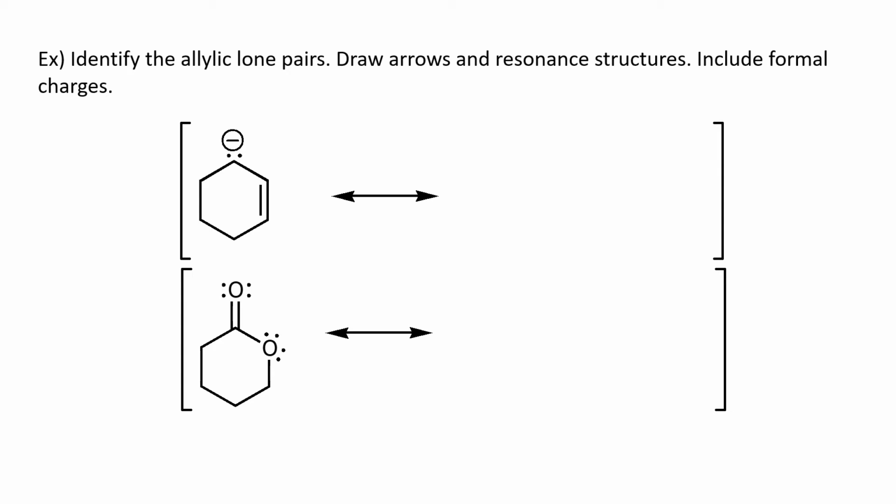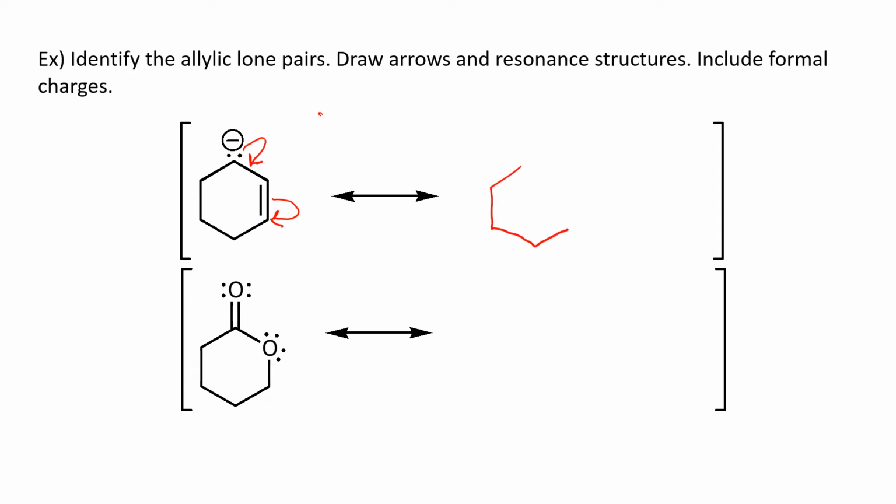All right, hopefully you were able to give this a shot. The first thing is identifying the allylic lone pairs. Let's look at our first molecule. We have a lone pair of electrons that is adjacent to a carbon-carbon double bond. So this is an allylic lone pair. Now we have to draw the resonance arrows. Remember, the tail of the arrow always starts on the lone pair, the atom, and it's going to go from atom to bond, and then bond to the atom.